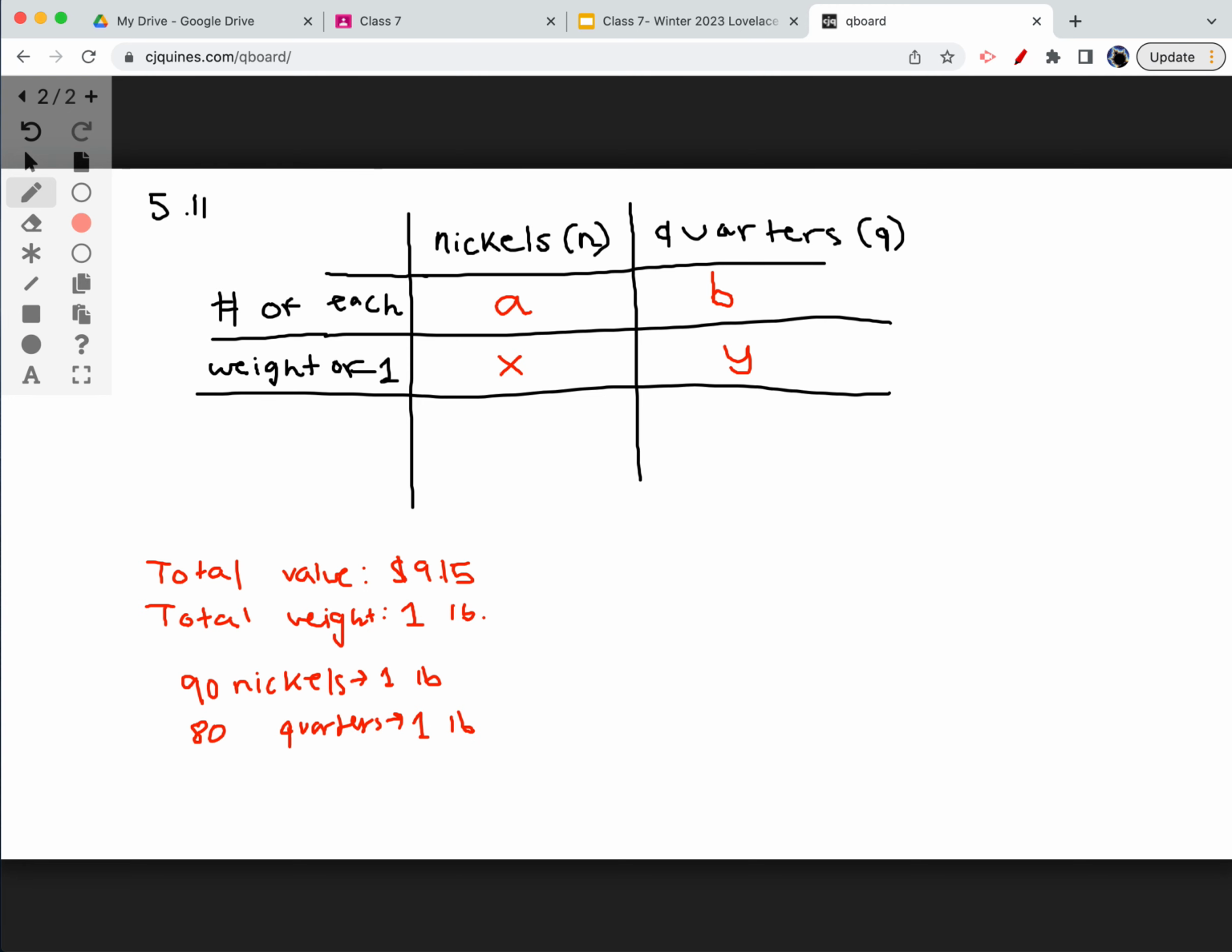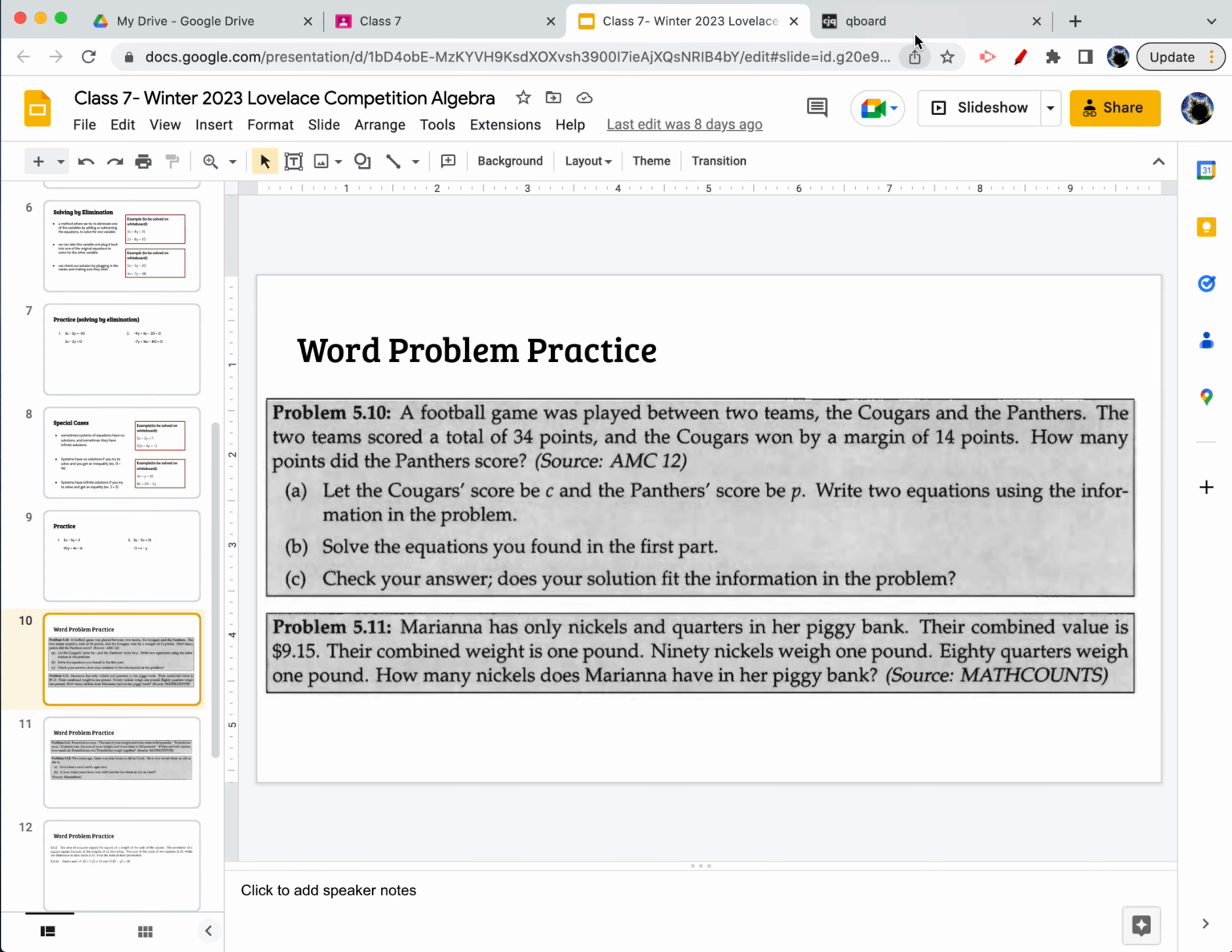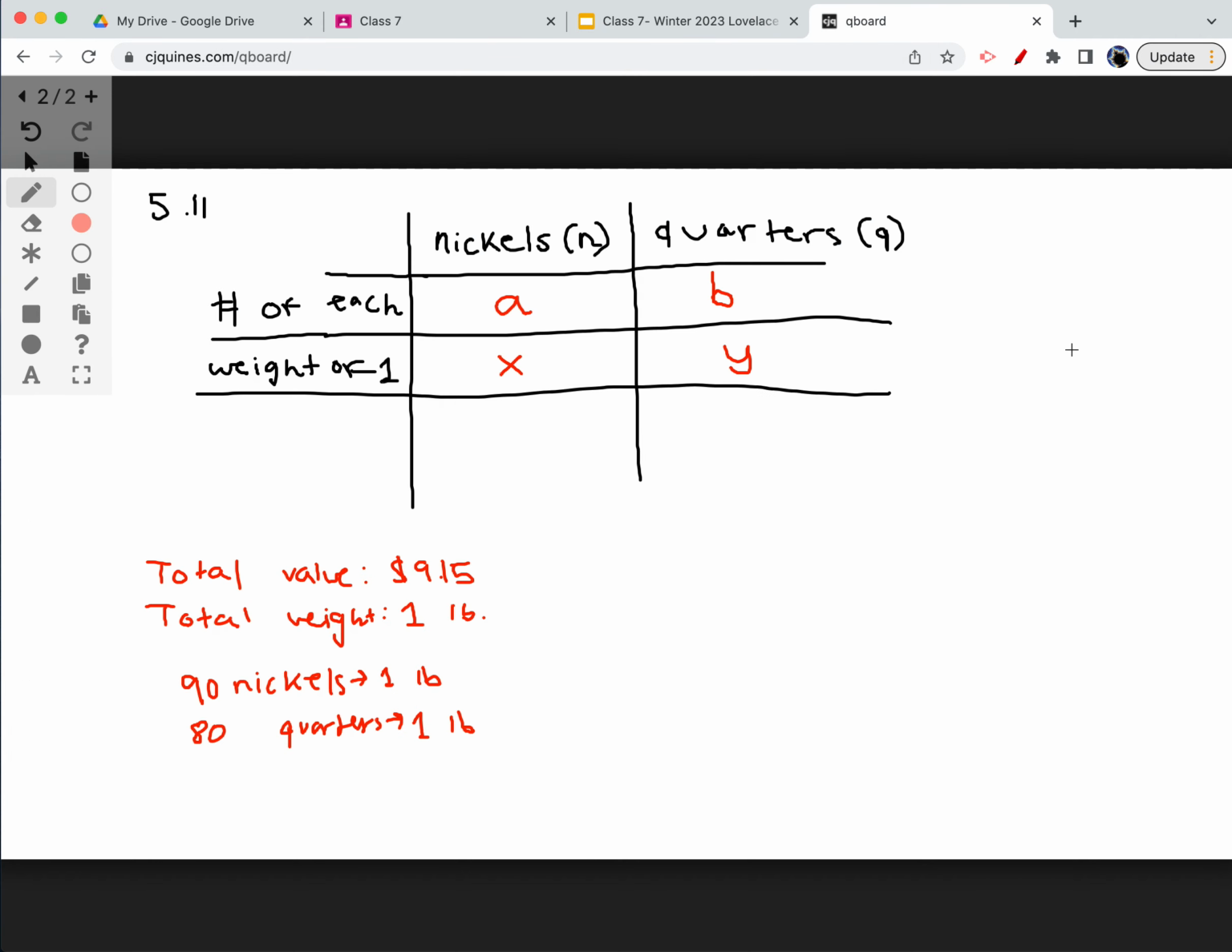Then the question asks, how many nickels does she have? So what is A? I'll give you guys 5 minutes to do this, and then we can go over the question together. And my hint is try to set up two systems of equations, one for the value using the variables A and B, and one for the weight, which is X and Y.